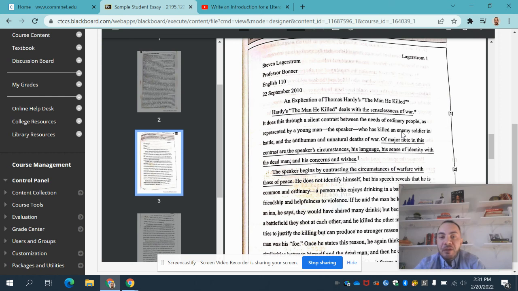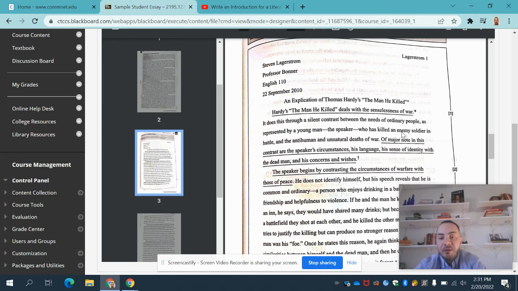Hardy's The Man He Killed deals with the senselessness of war. It does this through silent contrast between the needs of ordinary people, as represented by a young man, the speaker, who has killed an enemy soldier in battle, and the anti-human and unnatural deaths of war. Of major note in this contrast are the speaker's circumstances, his language, his sense of identity with the dead man, and his concerns and wishes.